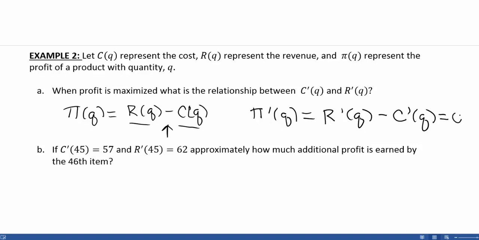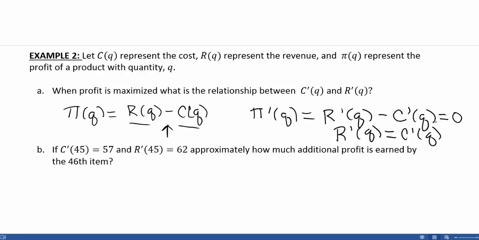Now, if we're at a maximum, that means we're at a critical point. So the difference between these two things will have to be 0. Well, that tells me something really important, because if I add C prime of Q over to the right, I will find that R prime of Q equals C prime of Q. So that tells me that when profit is maximized, the marginal revenue has to be equal to the marginal cost.